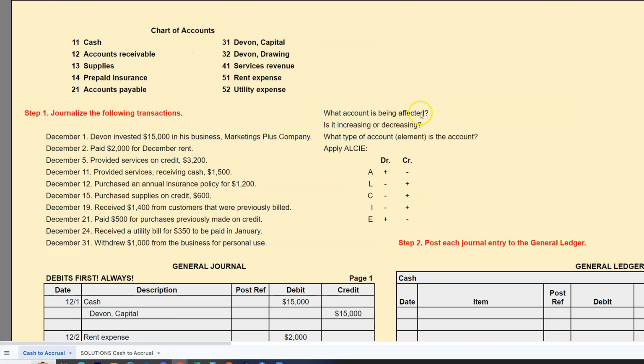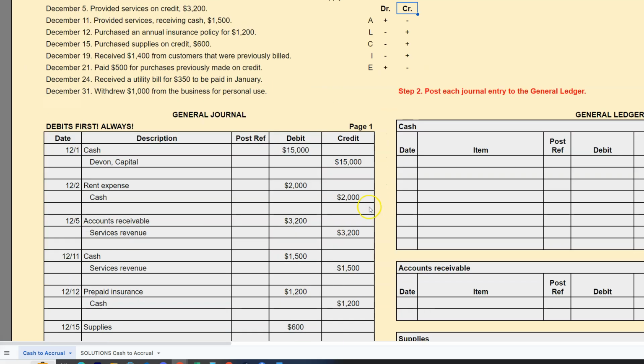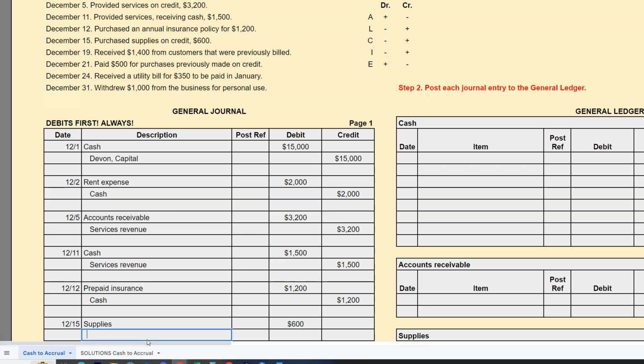So what account is being affected when we say we're going to pay for it later? Accounts payable. Is it increasing or decreasing? So keep in mind, the accounts payable is telling us what we owe. So since we bought something, we're going to pay it later. The balance of what we owe is increasing. It's a liability. So how do we make a liability increase? Credit. So that's supplies and accounts payable.